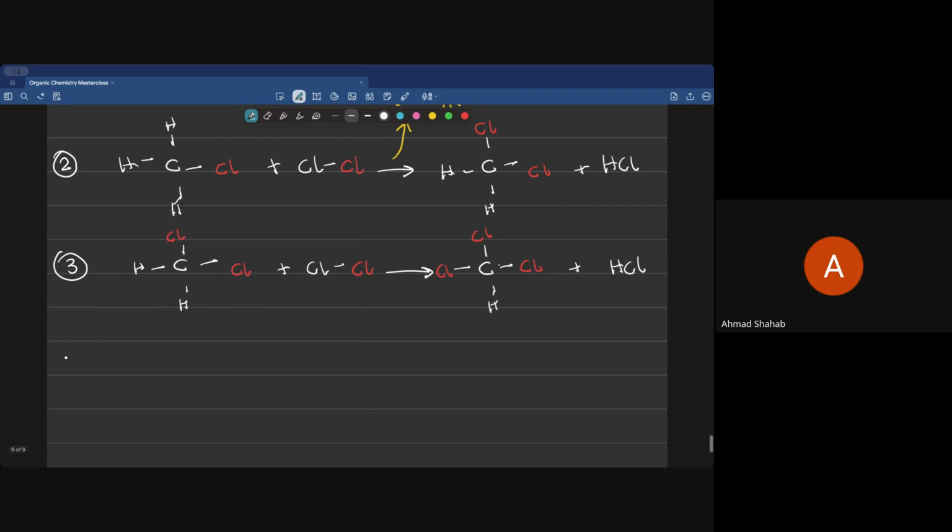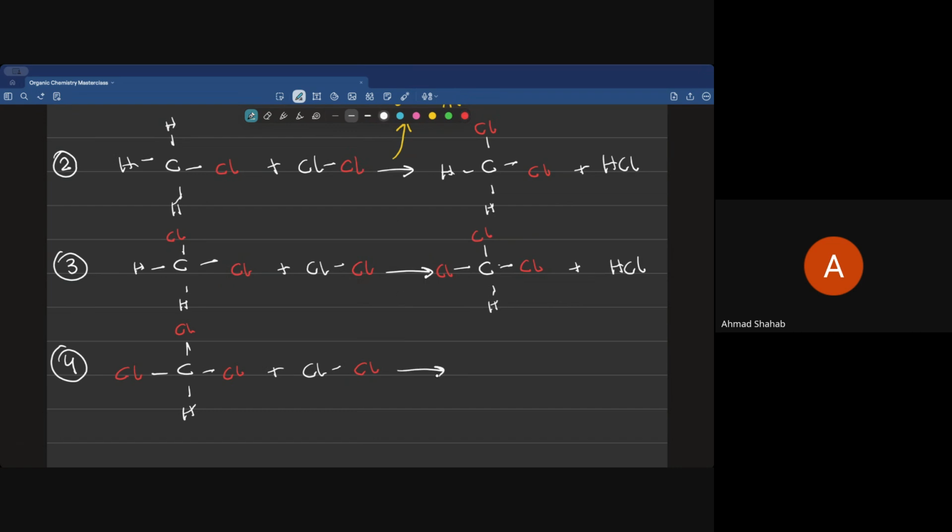Again, since this is in excess, this happens again as well. Now this molecule reacts with chlorine again, and we have H here. यहाँ पे we have chlorine on three sides. Okay, हमने अभी add किए. We said कि अच्छा, this reacts with chlorine again.